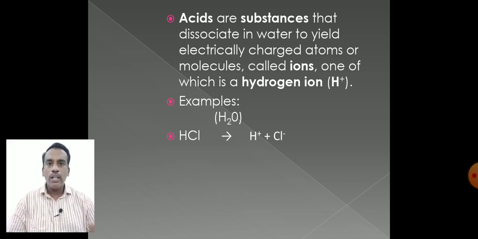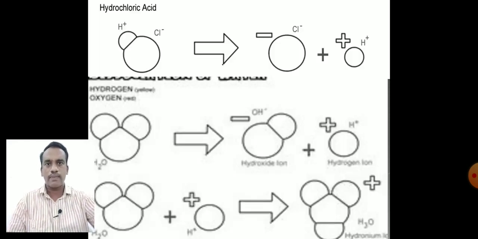When you dissolve hydrochloric acid in water, it will dissociate to give H plus ions and Cl minus ions. So what ions were generated here? H plus ions and Cl minus ions. So we must not forget that acids readily give H plus ions. And let us take some other examples for the acids.